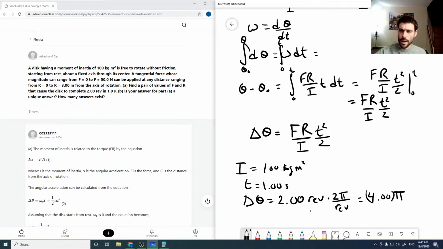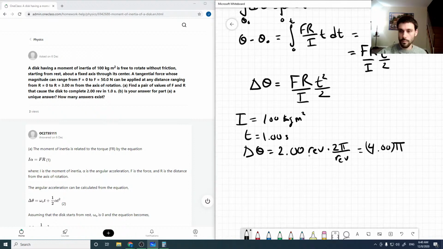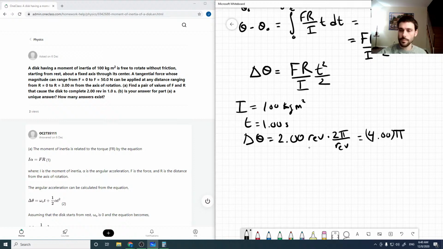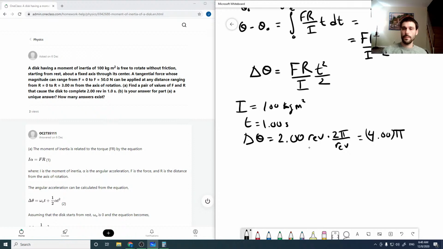Okay, so now we can pick, say, a value of force and then we can solve for the radius. So if we pick, say, F equals 50 newtons, then what we would actually find is that our radius is not big enough.